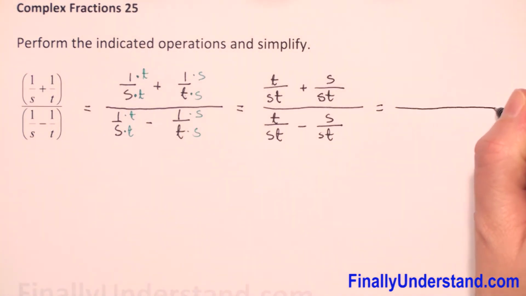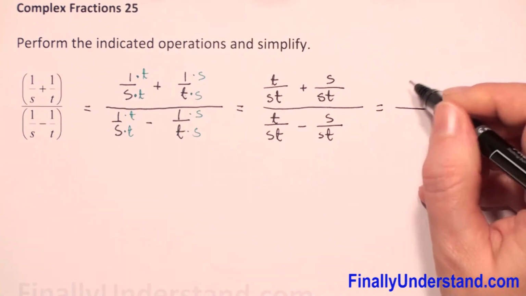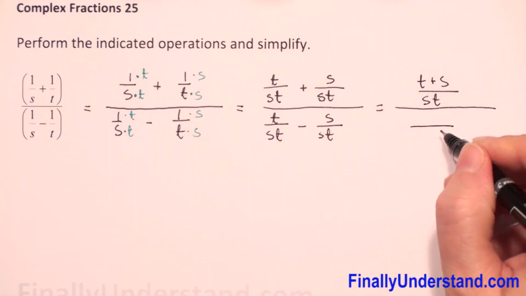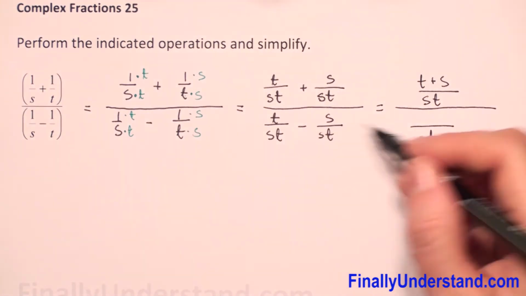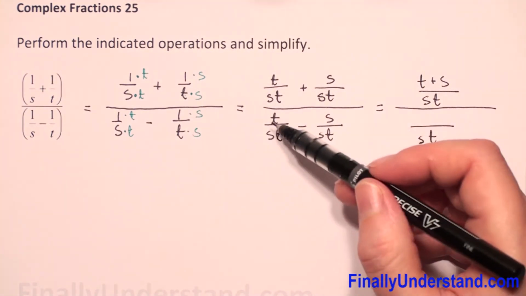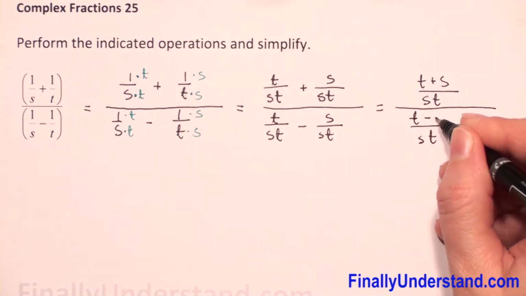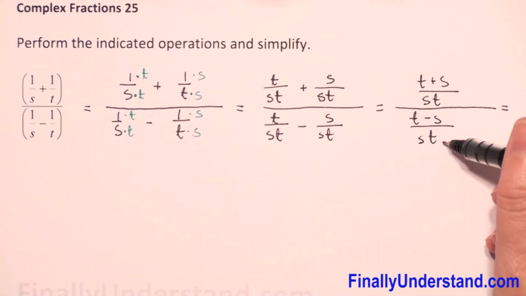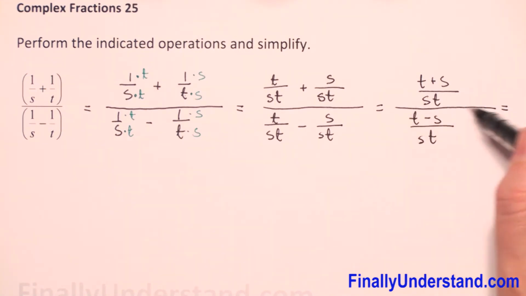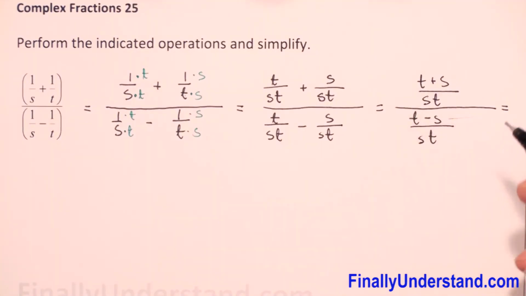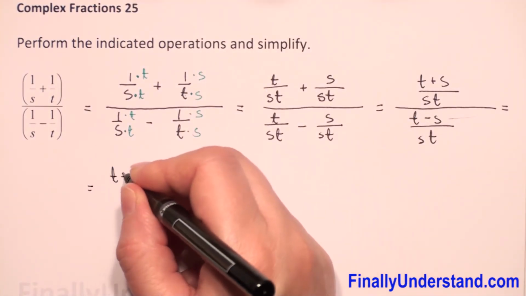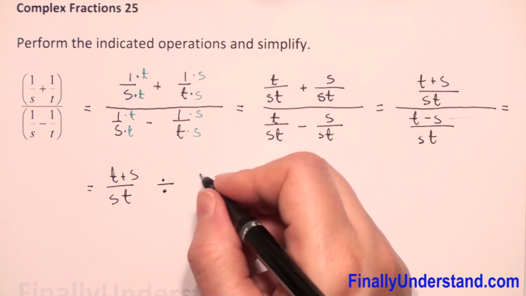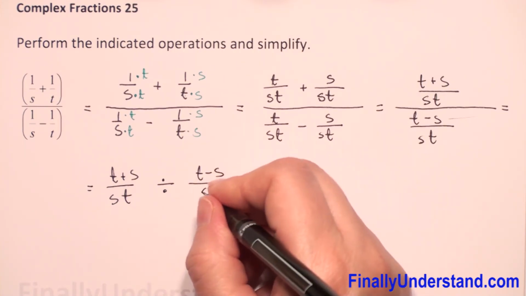Now when we have the same denominator, we copy the denominator and we just add numerators. So it will be t plus s, and in the denominator we have st, we have subtraction, so we copy the denominator and we just subtract numerators, so it will be t minus s. So this is equal, because we cannot reduce anything in the numerator and in the denominator, so we change this fraction bar to a division sign because a fraction bar means division. So this is equal t plus s over st divided by t minus s over st.